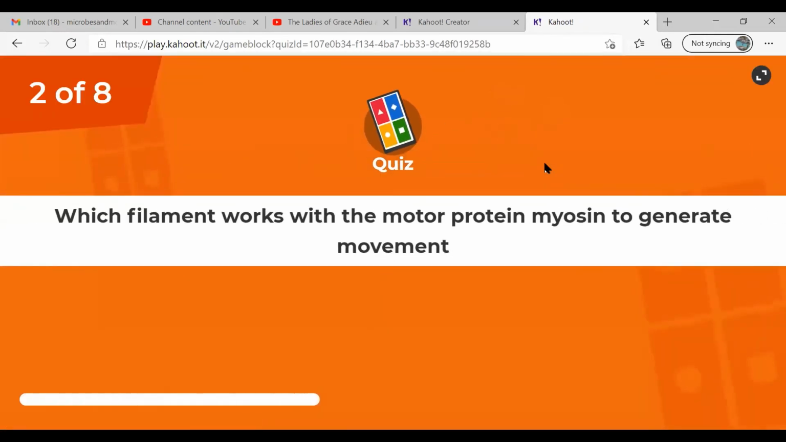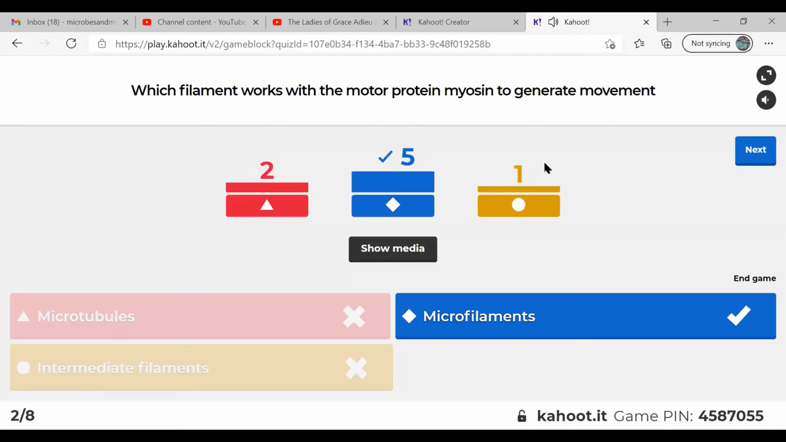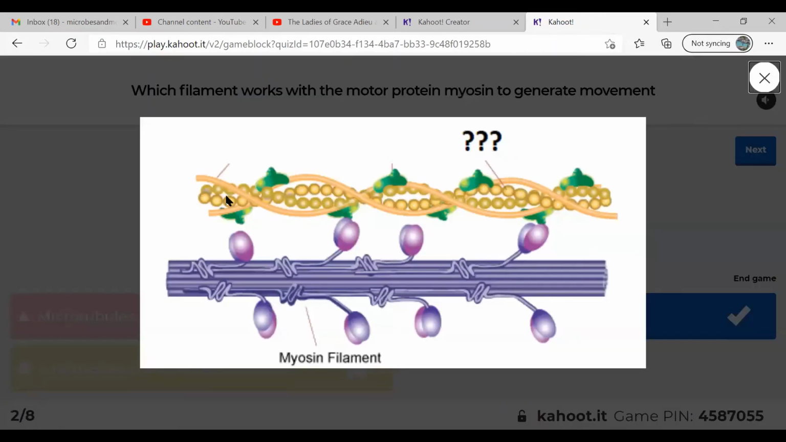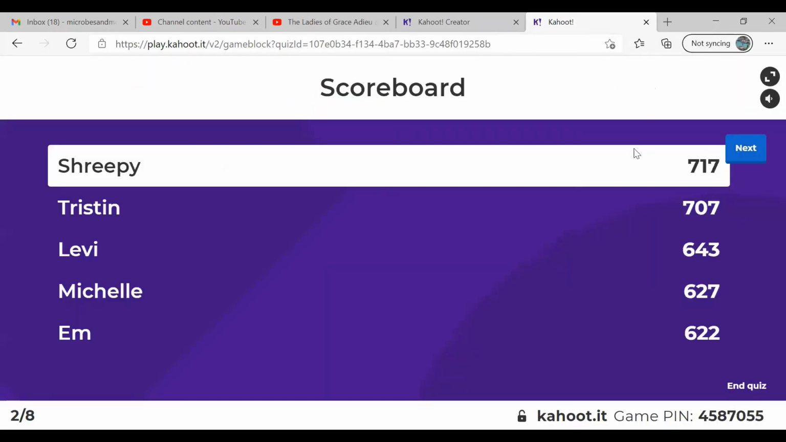Number 2, which filament works with the motor protein myosin to generate movement? Okay, a little bit better this time. Congratulations. So microfilaments are the same as actin filaments, and so this is, in fact, actin. Remember, actin is like 2 strands of rope wrapped around each other. And the other big part was the myosin.